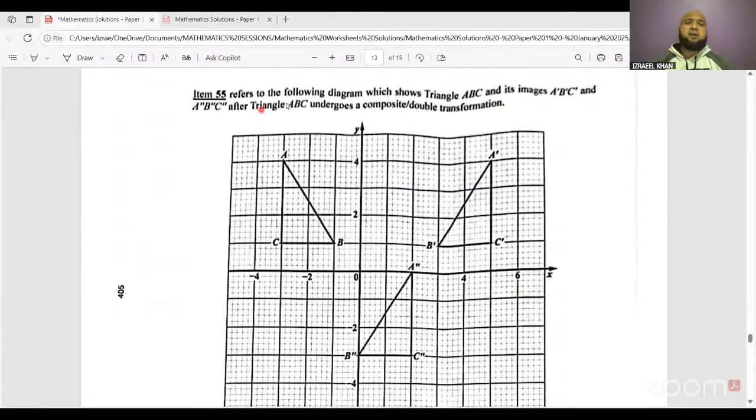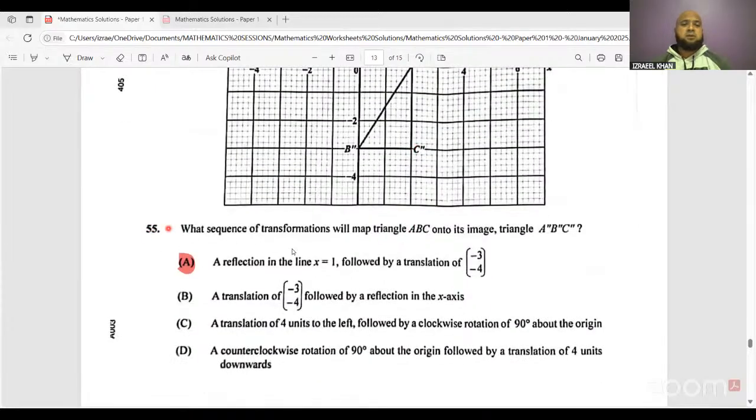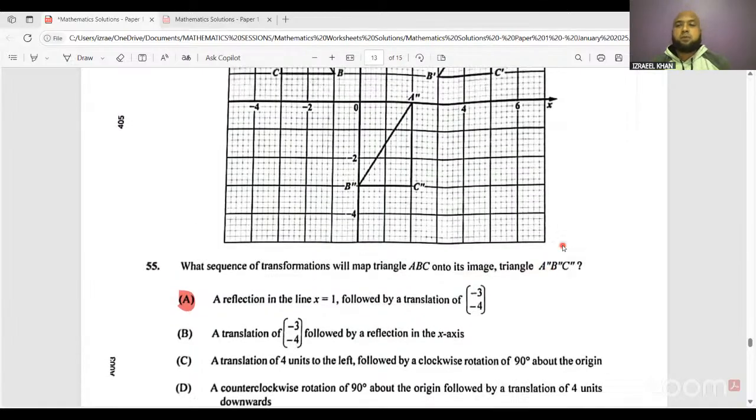Item 55 refers to the following diagram. It shows triangle ABC. That's here. And its images A prime, B prime, C prime. That's this. And A double prime, B double prime, C double prime. That's down here. After triangle ABC, that's this, it goes through a complete or double transformation. Okay. What sequence of transformations will map triangle ABC onto A double prime, B double prime, C double prime?